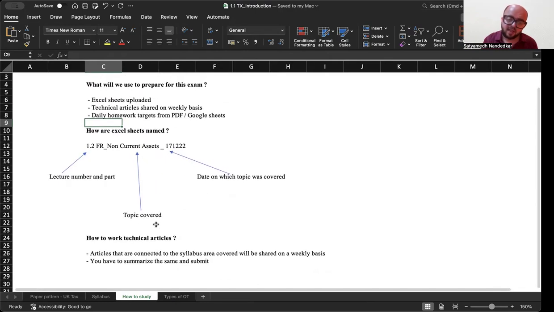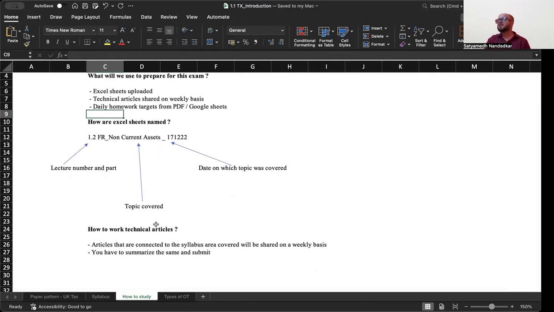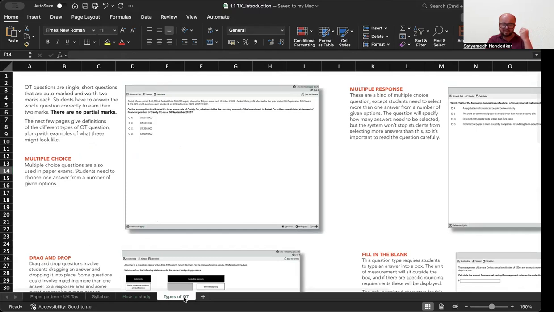And how do you work the technical articles? See, technical articles are something that I will share on a weekly basis wherever it is relevant. And you have to focus on that and try to read it first. And then I will be discussing the technical article as well with you. It will add to your understanding and improve the quality of your answers.